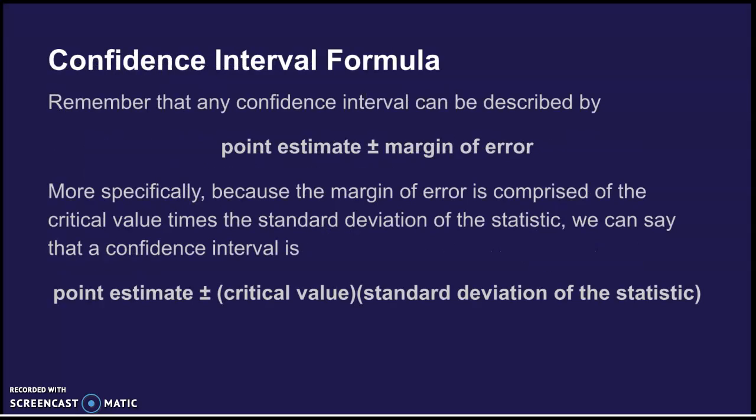So let's remember that for any confidence interval, you have a point estimate, and then you add and subtract the margin of error on either side of that in order to create a confidence interval. More specifically, because the margin of error is comprised of the critical value times the standard deviation of the statistic, we can say that a confidence interval is a point estimate plus or minus a critical value times the standard deviation of the statistic.